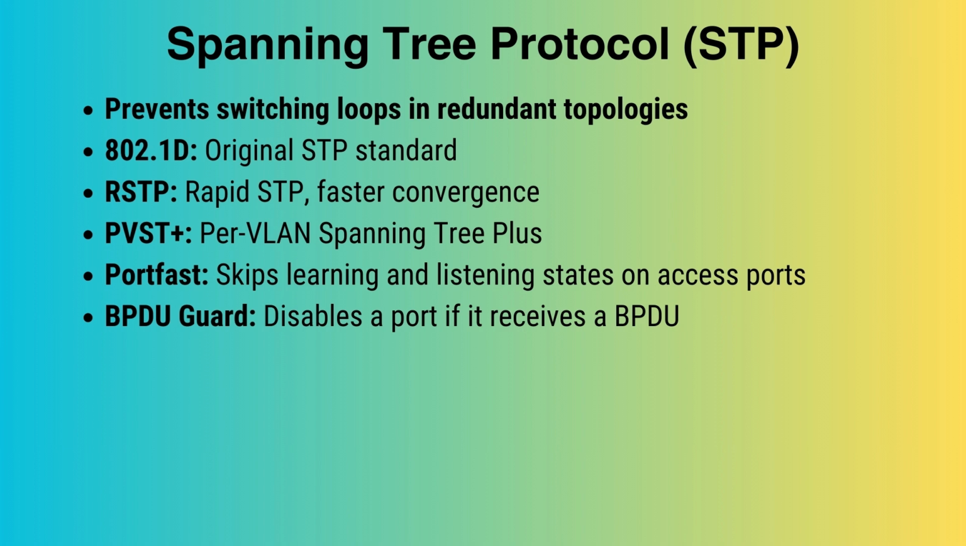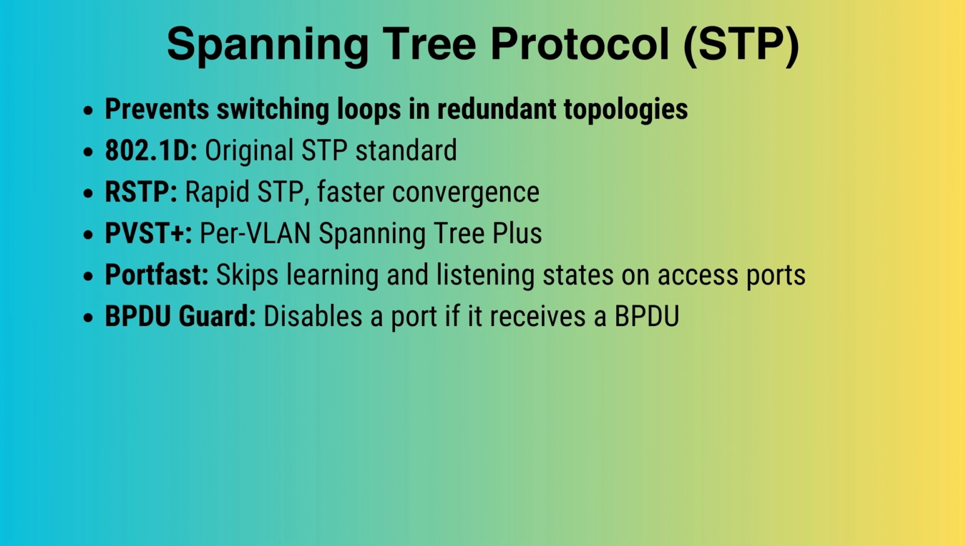STP is essential for preventing switching loops in redundant topologies, ensuring network stability and preventing broadcast storms. The original STP standard, 802.1d, provides a loop-free topology by disabling redundant paths until needed. RSTP, Rapid Spanning Tree Protocol, improves convergence time significantly, making it suitable for modern networks.